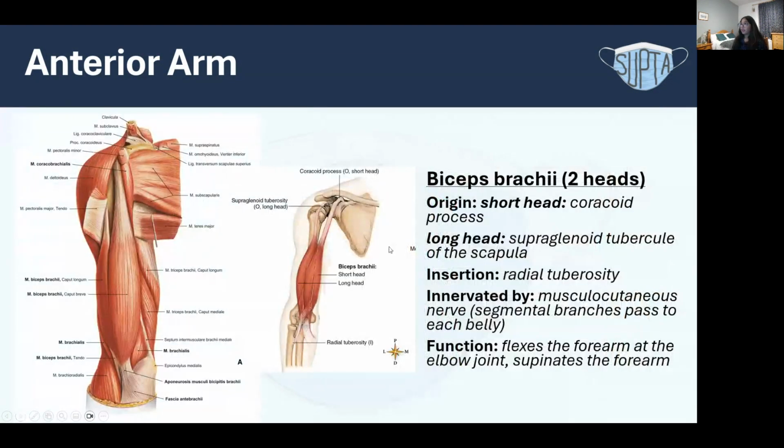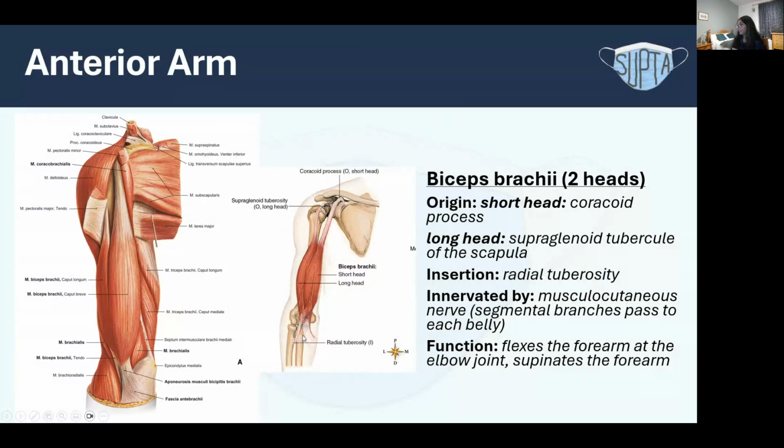Now we have our biceps. I think biceps are the classic muscles. A lot of people know about them, but it's still good to have a review of it. The reason we call it biceps is because bi means two. So it has two heads, but it's classified as one muscle because these two heads converge into a single tendon and attach at one point. The short head starts off at the coracoid process, whereas the long head starts off at the supraglenoid tubercle of the scapula. Both of them insert onto the radial tuberosity.